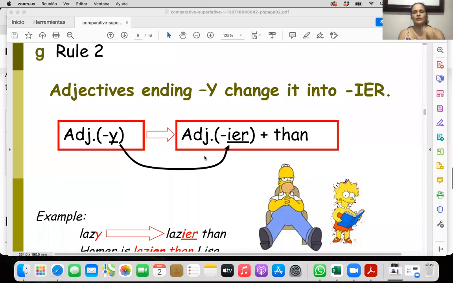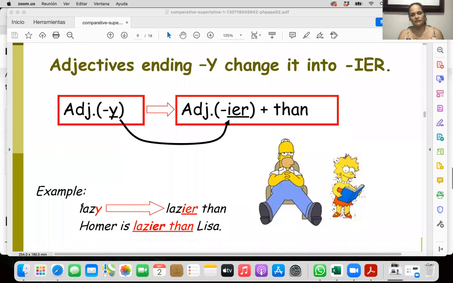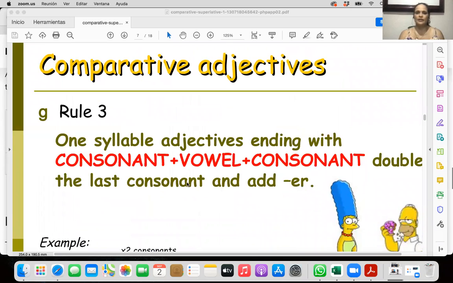If you know The Simpsons, we have the adjective lazy. If we look at these two characters, this is Homer. Homer is lazier than Lisa. Lazy, we eliminated the Y and we added IER. So this is rule number 2. We also saw this one in class.